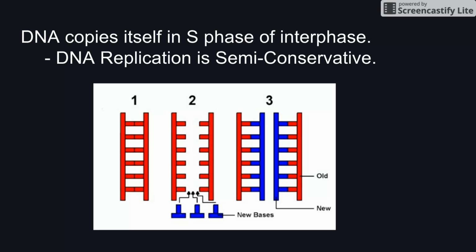When DNA needs to make a copy of itself, so remember this is happening in interphase in the S phase, the original strands of DNA open up, and then the new monomers, the new nucleotides, can get added on, and they just follow the base pairing rules. And DNA replication is said to be semi-conservative.